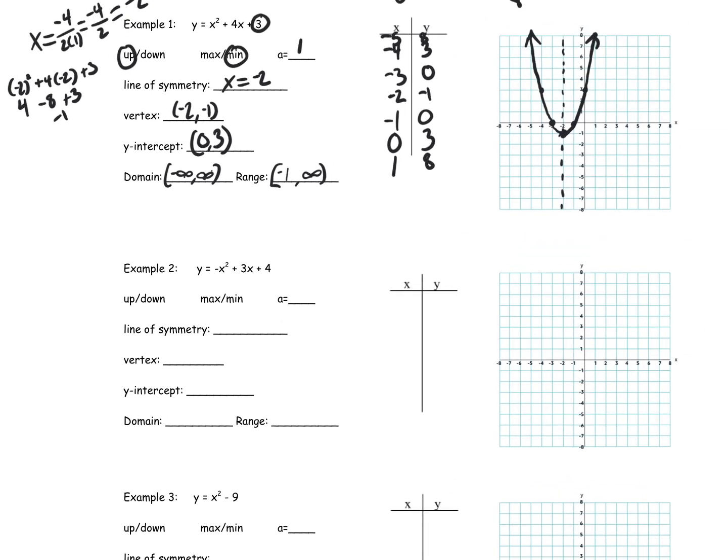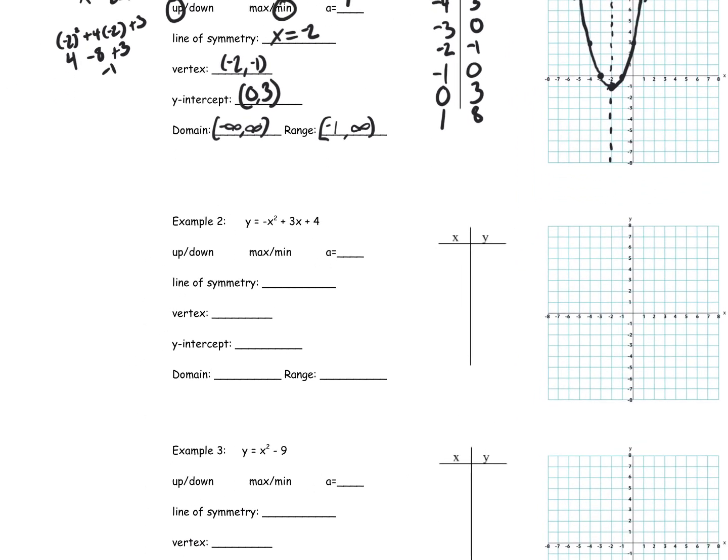So, not too bad, right? We can do this. Let's look at example 2 here. We look at our a value first to determine if it opens up or down. It's negative, so that means we're going to open down, and that means our vertex will be a maximum point, and our a is negative 1. Now our axis of symmetry we can figure out by x equals negative b, so negative 3 over 2 times a, which is negative 1. So that's negative 3 over negative 2, which, negative divided by negative is a positive, so that's 3 halves.